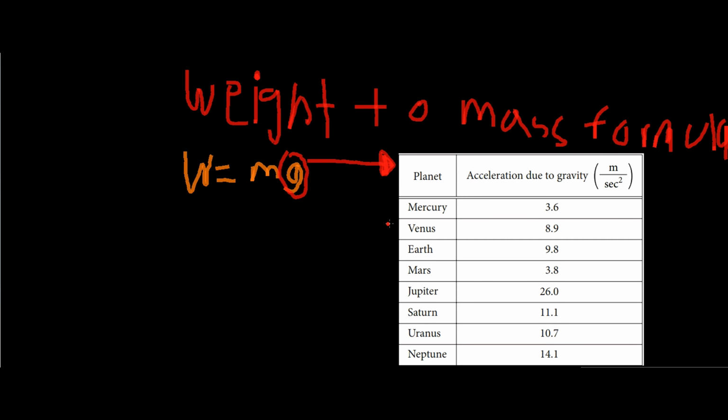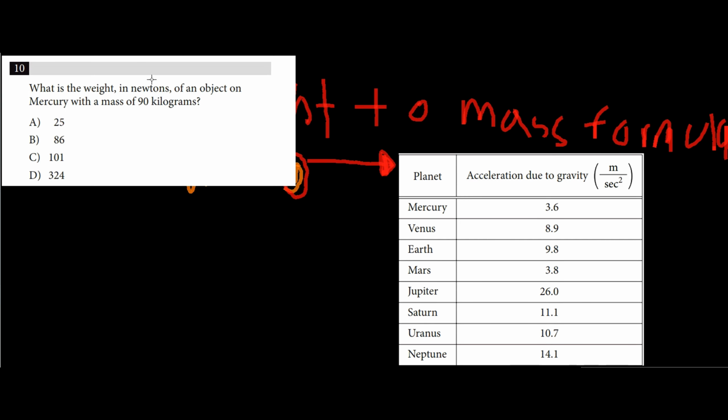So let's do a practice problem. What if I asked you, what is the weight, in newtons, of an object on Mercury with a mass of 90 kilograms? So remember our formula. W for weight equals our mass times our small g.